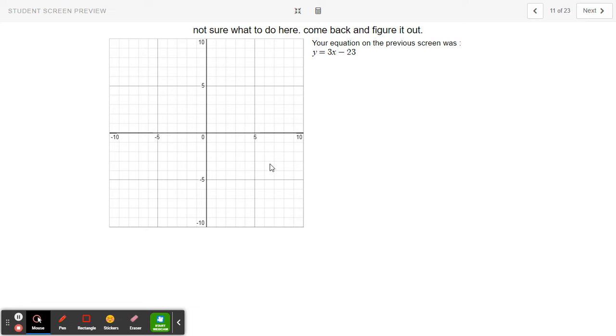This one, sorry, I forgot. I meant to add to this screen, but I totally forgot. So you can just skip this one. It just says, hey, here's your equation from the last screen, which is fine.